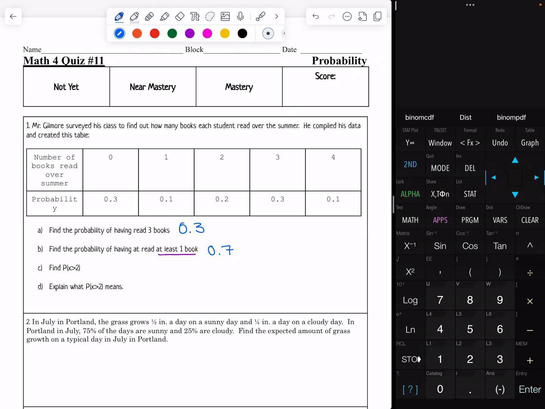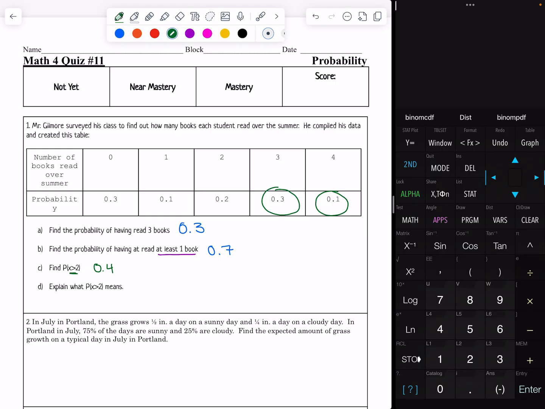And then C says find the probability that X is greater than 2. So X in this case is the number of books read over the summer. So the probability that that is greater than 2 is 3 and 4, because those would be the 2 numbers that are greater than 2. So if you add up 0.3 and 0.1, you get 0.4 for answer C.